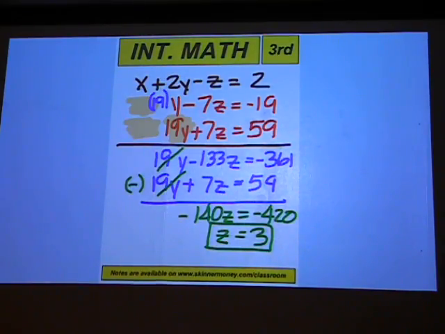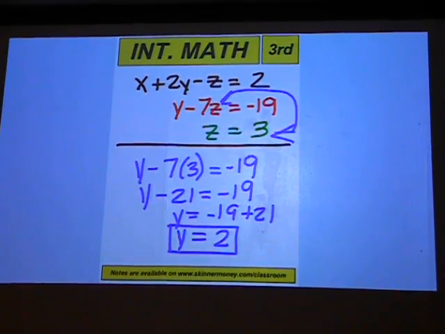And we will put that z equals 3 in place of the third equation that you see on this screen, which is red. The 19y plus 7z equation gets replaced with z equals 3. And it will look like this. Now, z equals 3, you plug that in for z in the middle equation, the red one, and solve that to get y equals 2.